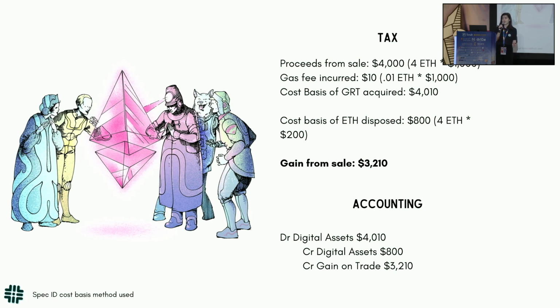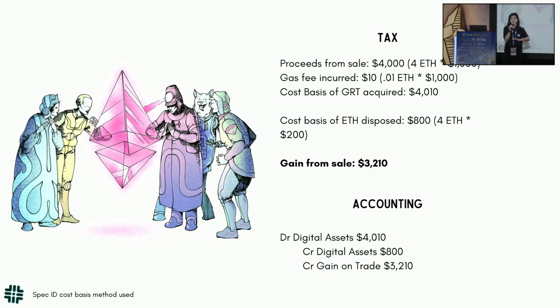Now, the cool part about crypto tax is that you can actually take the gas fee that was incurred and add it to the overall fair market value of the trade. The gas fee is just 0.01 ETH times $1,000, so your gas fee at the current price is $10. Basically, the cost basis of the new assets that were acquired, the cost basis of the GRT, is the fair value of the ETH that was disposed. So now we have the cost basis of GRT at $4,010, which is just the 4,000 plus 10. Okay, that's the fair market value side of it.